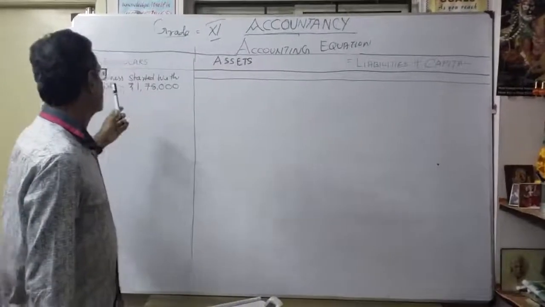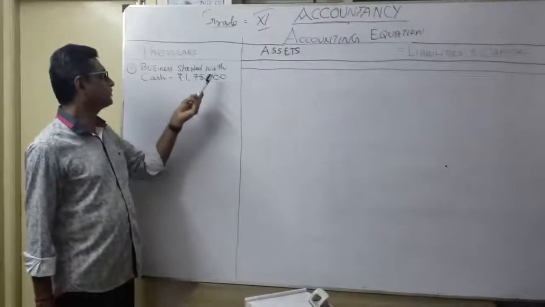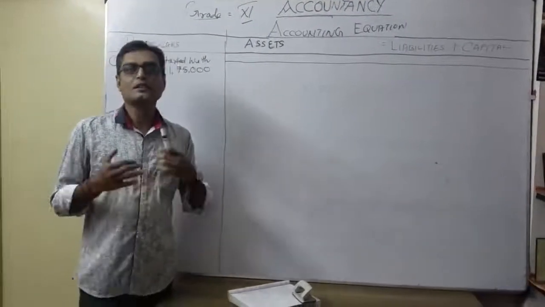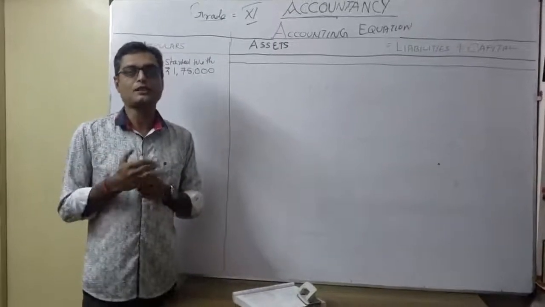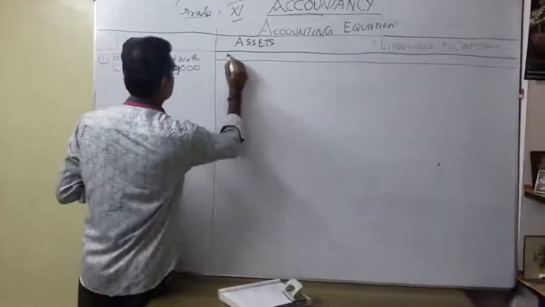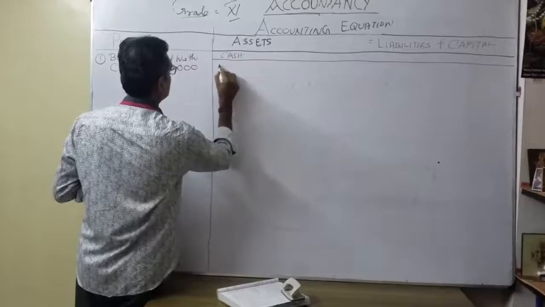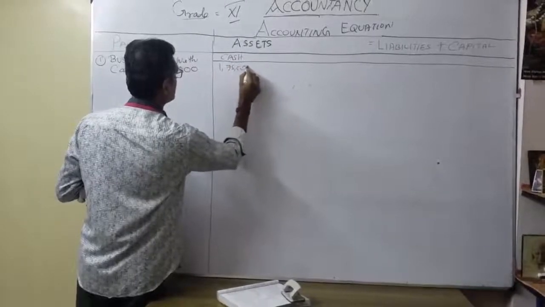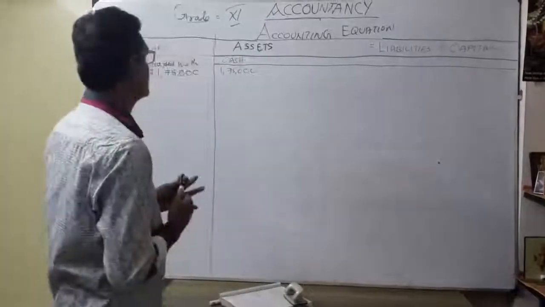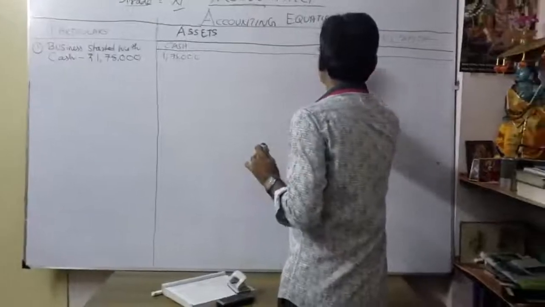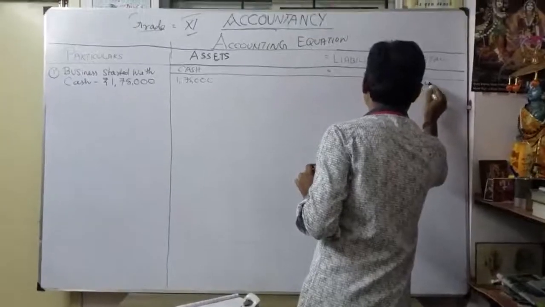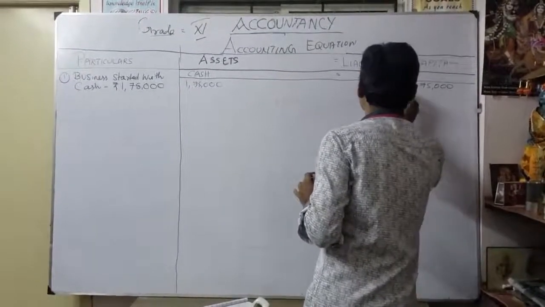Then see the first particulars: business started with cash, 1,75,000. That means suppose you are going to start a business with money 1,75,000. So what comes in? We got cash in the form of capital. Here I am going to write cash, 1,75,000. Thereafter, on the liability side also, here I put 1,75,000. So here 0. Have you understood?